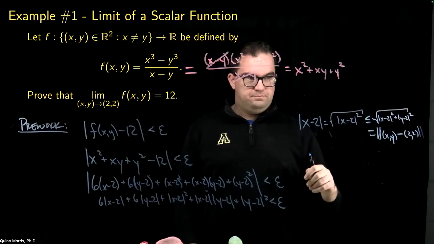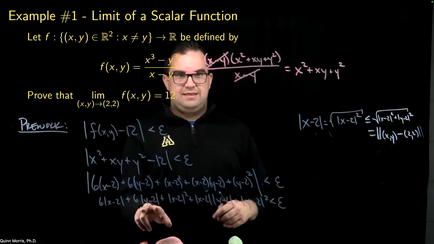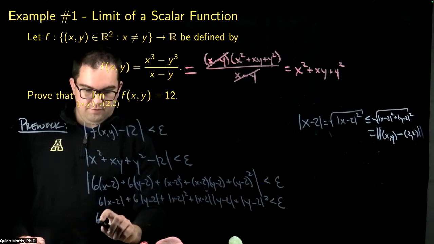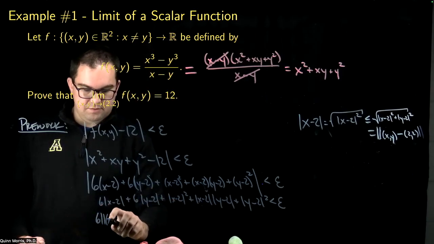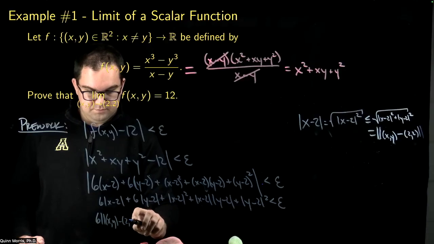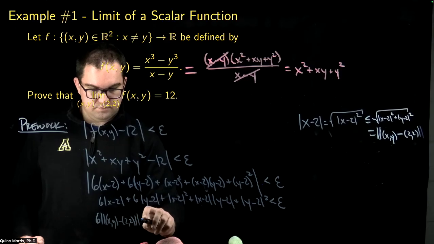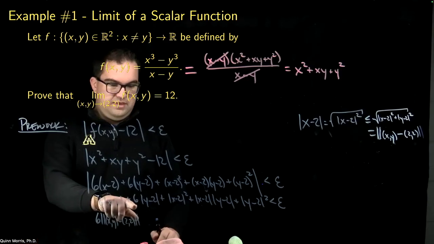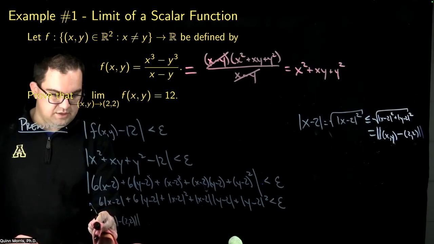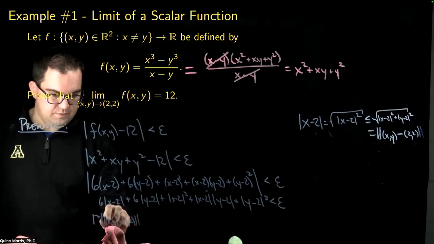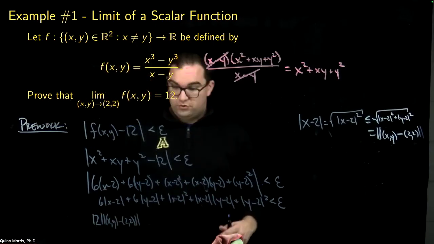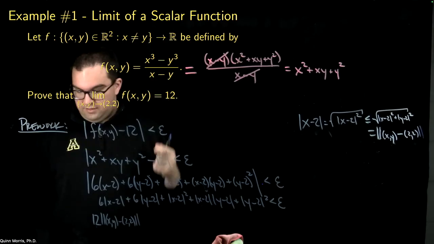Similarly, we could do exactly the same thing with y minus 2. So I can make each of these a little bit bigger by just replacing them with this norm of (x,y) minus (2,2). And I'll do another thing here. I'll get the same thing 6 times that. So I've got 6 plus 6, which gives me 12. So I can deal with those first two terms in that way.